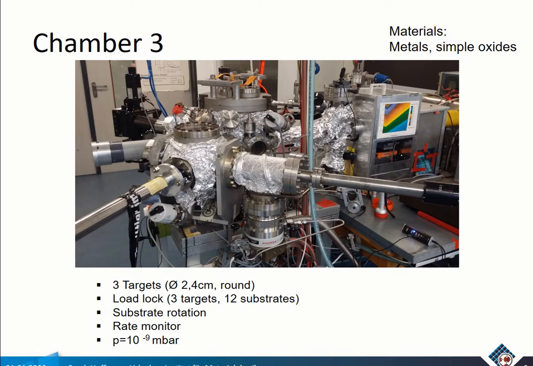You will see in the other video then look into this load lock here, where we have several spots for targets and substrates, so you can exchange your substrate or even the targets during the deposition without breaking the vacuum. We have also a rate monitor installed here in that chamber so that you can check your deposition rate also in situ during the deposition.